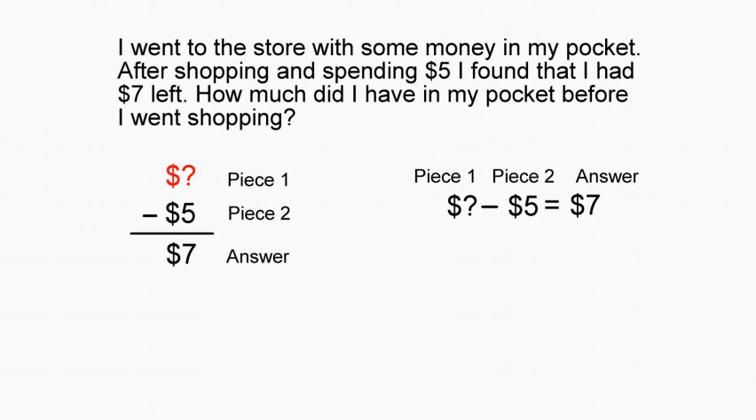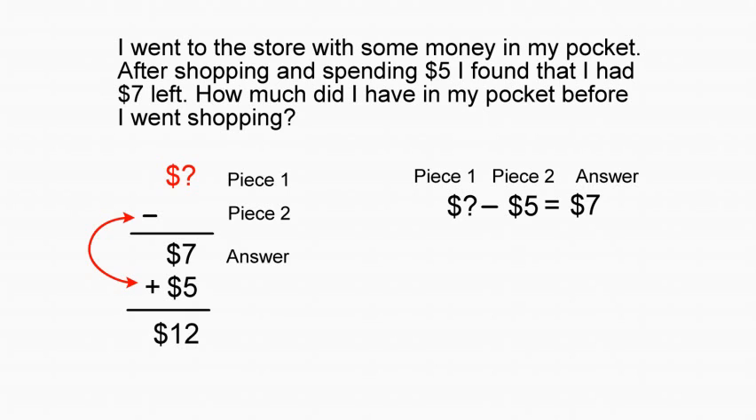Now in order to solve this, I have to perform some mental arithmetic. Only I have to work backwards to find the missing piece. Here I have to add the pieces that are given to the answer to find the other missing piece. $5 plus $7 is $12, the original amount I had in my pocket before I went shopping.